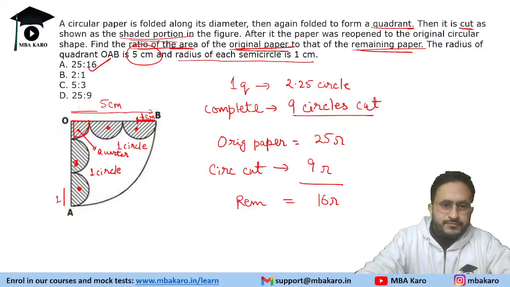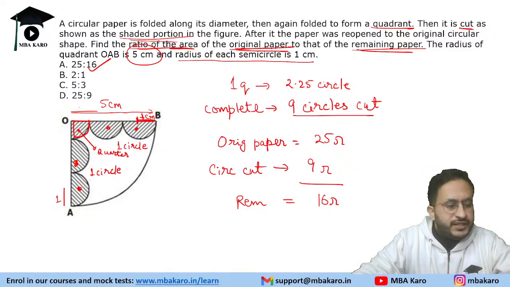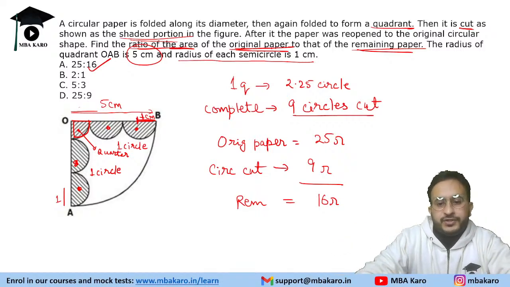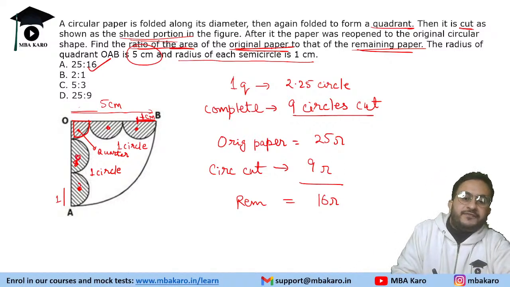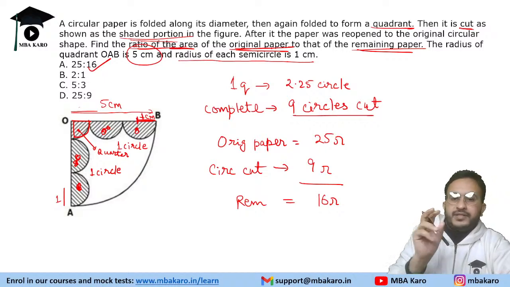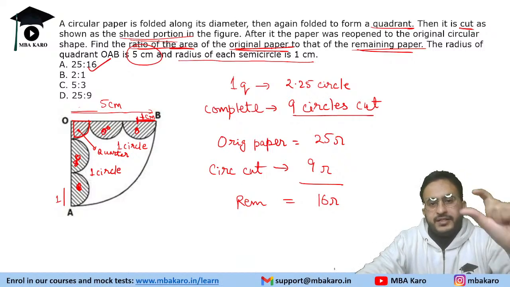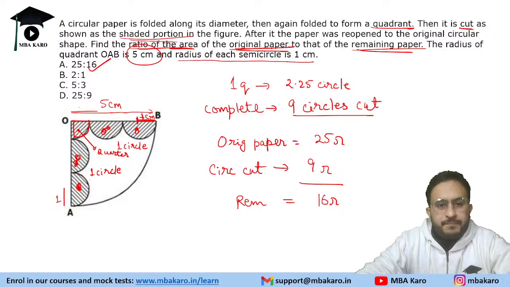Okay, it was just a visualization problem. You need to find out how much area is being removed out of the given area and get the ratio. So 9 circles will be cut in total. So this is half and half. So one circle, two circles, and one quarter. So in four, that will make one extra circle. So total 9 circles will be cut. The radius of each circle is 1, so area is pi. So 9 pi out of 25 is cut. So 16 pi remains.